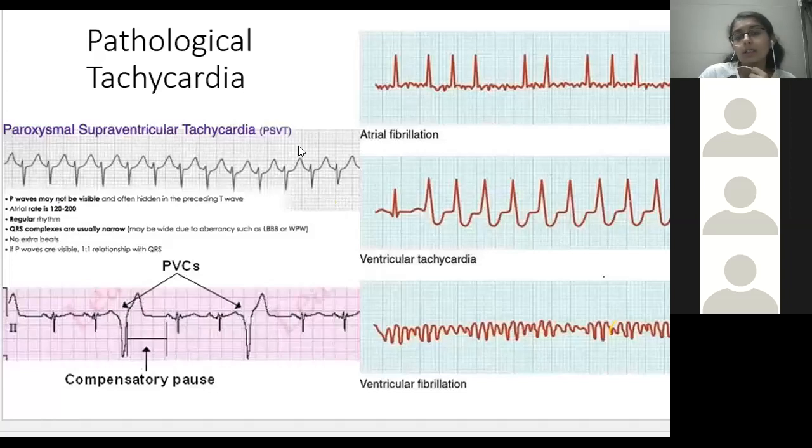Okay. The thing is that this PSVT will sometimes lead to atrial fibrillation. When this becomes irregular, it will lead to atrial fibrillation.